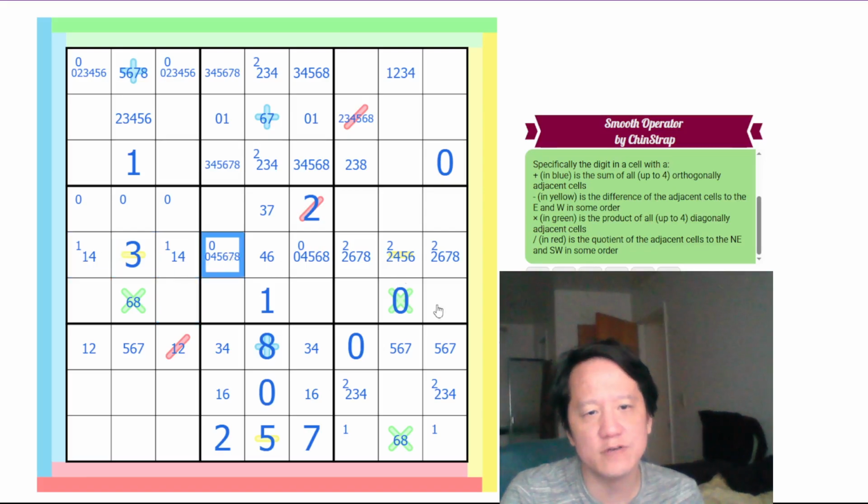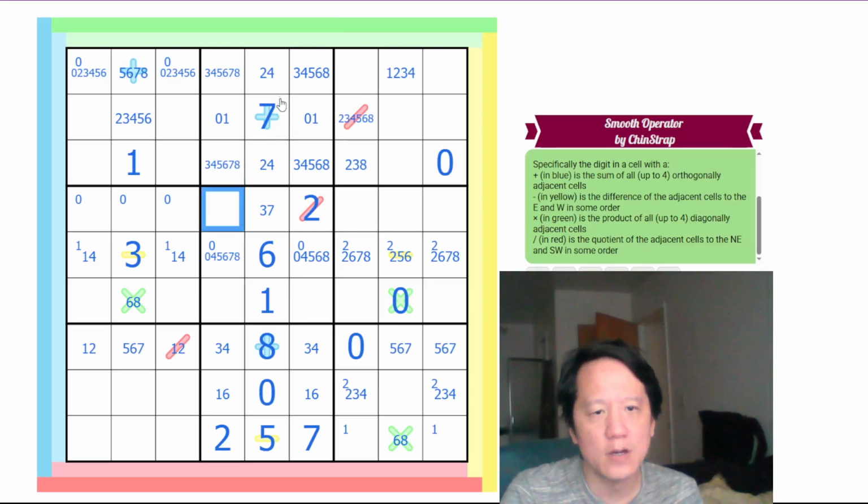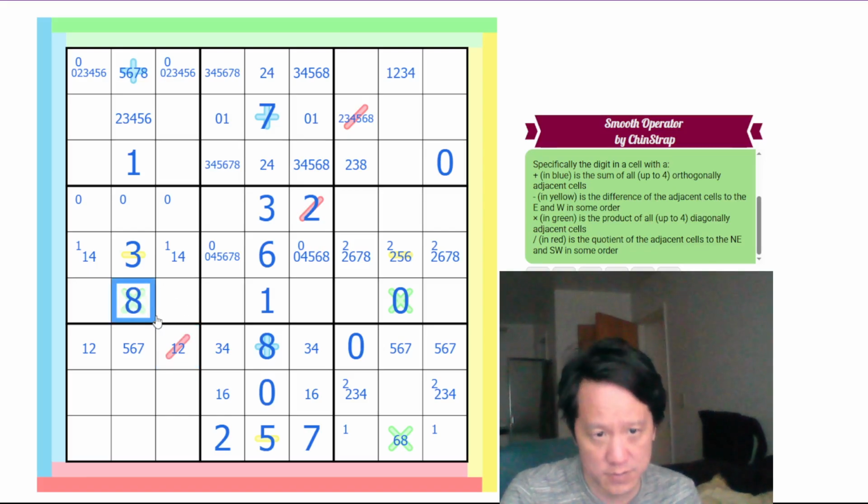That eliminates 4 in the rest of the row. So this can't be 4. These can't be 4. Therefore, this is 6. This is 6, which makes this 7. So that's a sum of 2 and 4. Which means 7 eliminates 7 here. So that's 3. This is 1, 4 times 1, 2, which is 8. That eliminates 8 from being here.